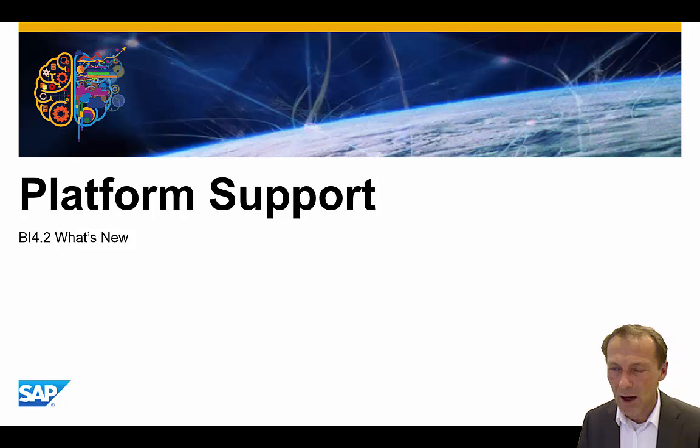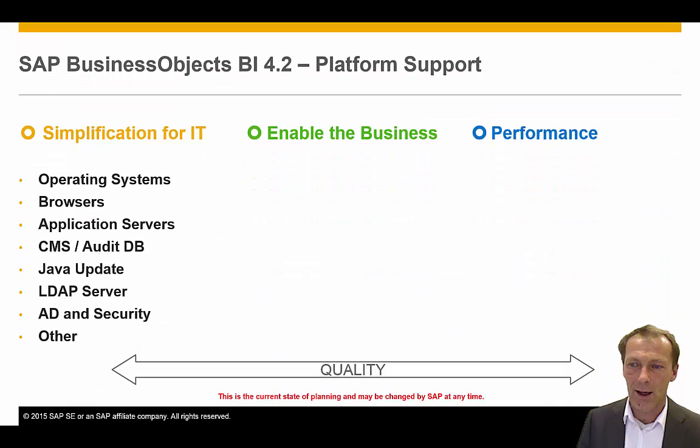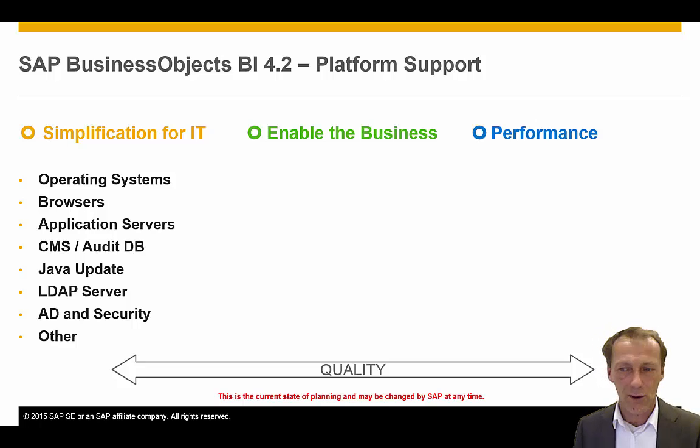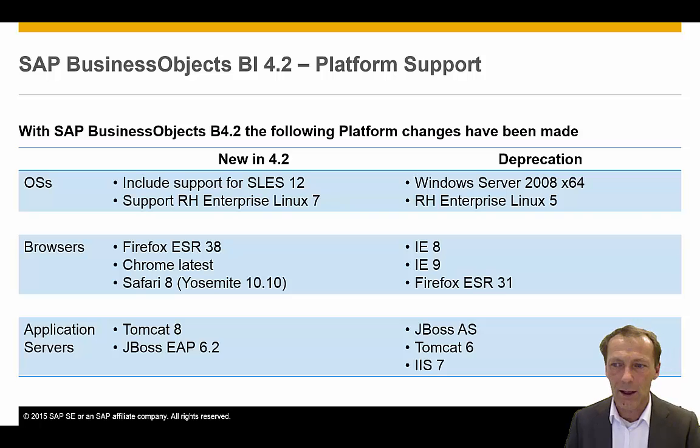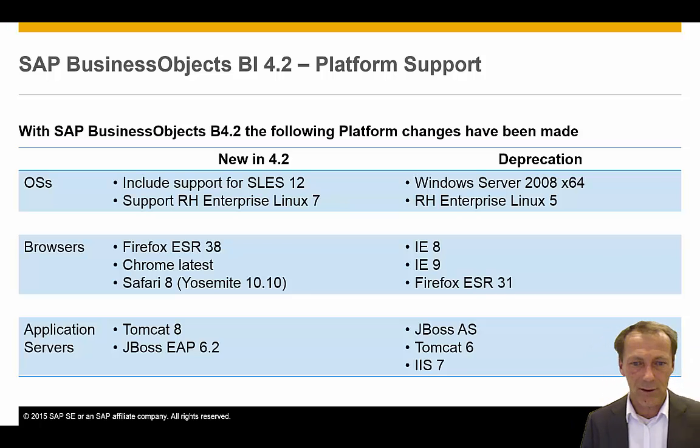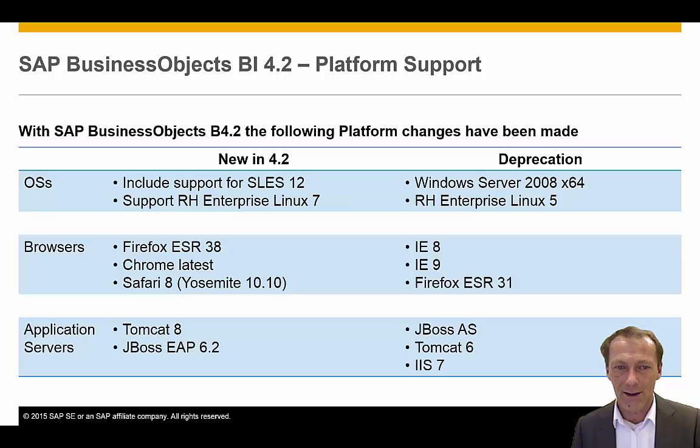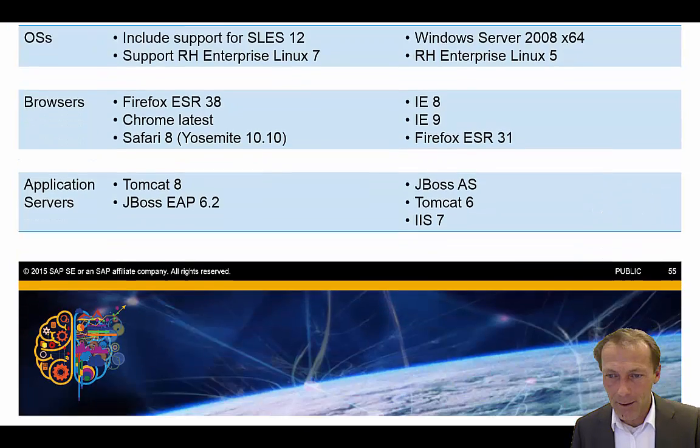Platform support. So the BI 4.2 has extensions regarding new platform support. So it applies to operating systems, browsers, Java, LDAP and other things. I will mention a few. Over here you see that in terms of operating systems, we now also support Enterprise Linux 7. Includes support for SLES 12, new browser support, Firefox, Chrome latest and the latest Safari, and for application servers there's now also support for Tomcat 8 and JBoss EAP.